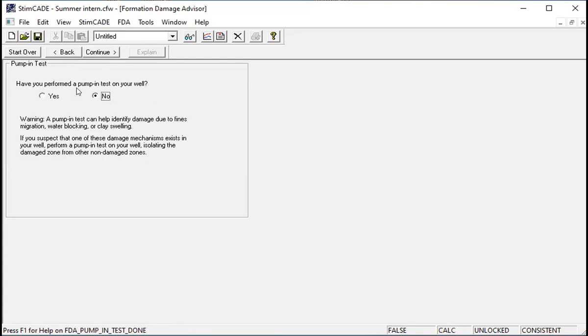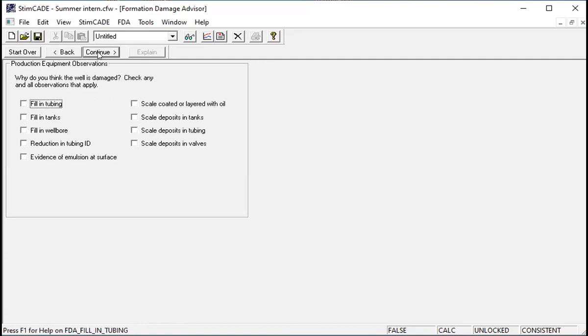Have you performed a pump-in test on the well? We are just going to take no. They are giving us a warning here: a pump-in test can help identify damage due to fines migration, water blocking, or clay swelling. So it's just a test that is done in order to determine what type of damage we may have within the particular reservoir. In this case, we have not done the pump test, so we'll just leave it simple for now. So we go to next.